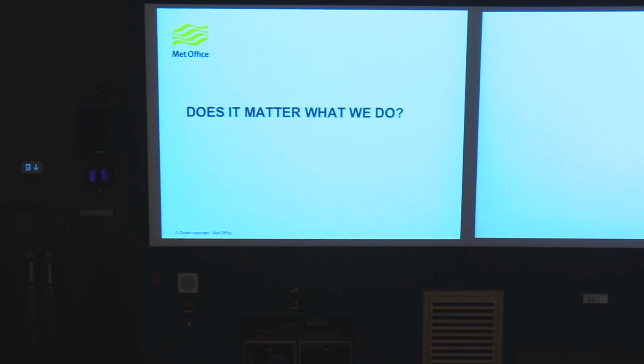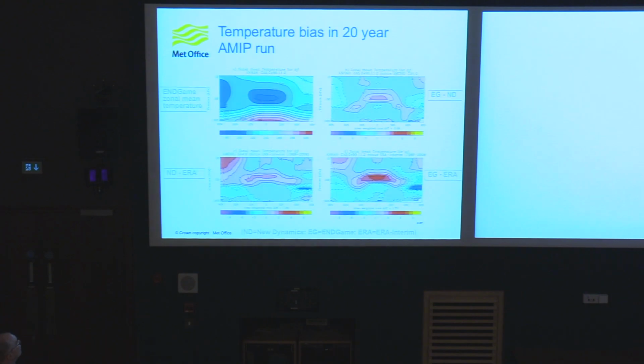Okay, so does it matter? I've prattled on about what we do and why we do it. Does it make any difference? This is some work that was done by David Walters and people in his team at the Met Office. Here we're looking at the zonally average temperature from a 20-year AMIP run. We're plotting 90 degrees north to 90 degrees south, and from the surface up to 10 hectopascals.